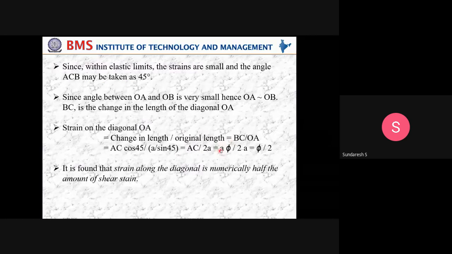Please understand, this is very simple geometry or trigonometry that we are doing here. So after simplification of BC and OA, finally we are getting the strain along a diagonal is equal to 5 divided by 2. Okay, 5 divided by 2. So this is a very important conclusion. It is found that strain along the diagonal is numerically half the amount of shear strain. Got it?